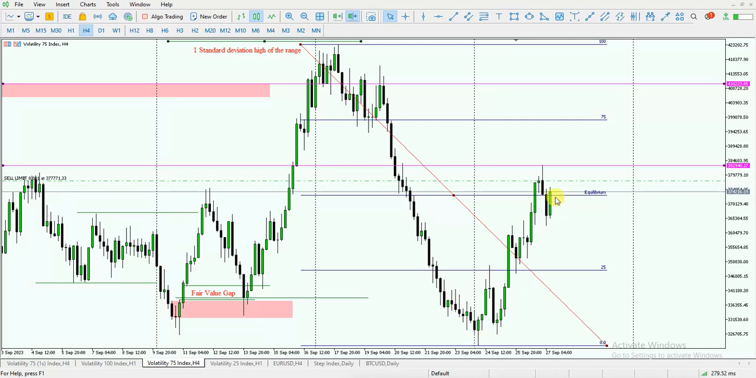Okay, now price trades back into 50% of the range. That's my equilibrium. Anything above equilibrium, if the market is divided into two, this range, we have the premium prices and then the discount prices. So we are in premium.